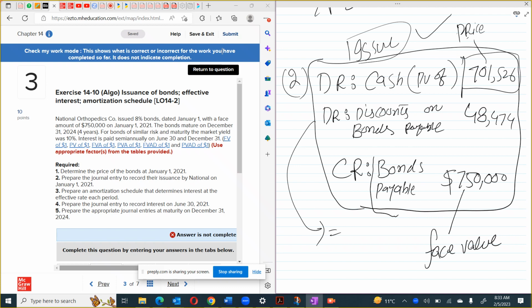So we are at question requirement 3. Complete this section of the question by entering your answers in the table below. What we need: the cash interest, the bond interest, the amortization, the carrying value. Remember, the cash interest will be the same as what we have calculated so far, I repeat, it is 30,000. How did I calculate it? 750,000 multiplied by 4%.